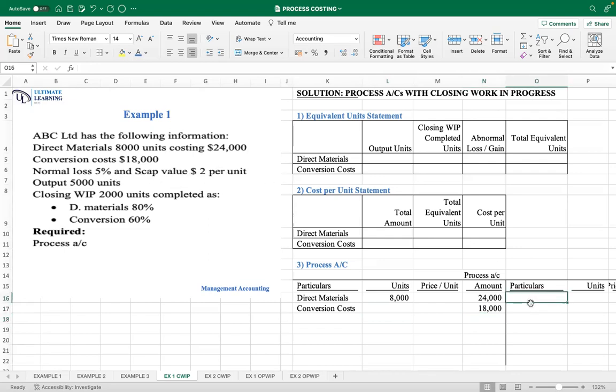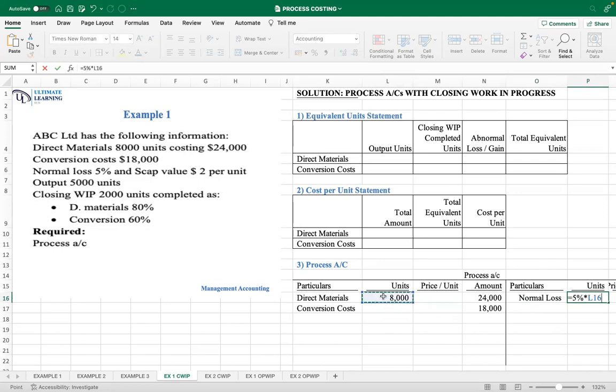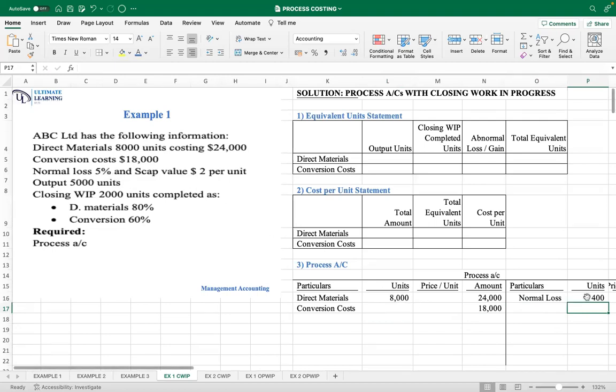So normal loss is normally posted on the credit side. Normal loss is 5% of input, if you have not been told otherwise. Input is 8,000. So normal loss is 400. It is 5% of input, and input is 8,000. So 5% of 8,000 is 400.